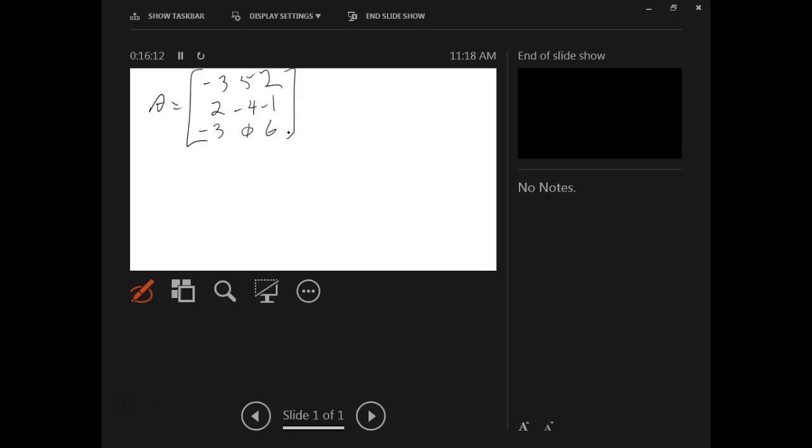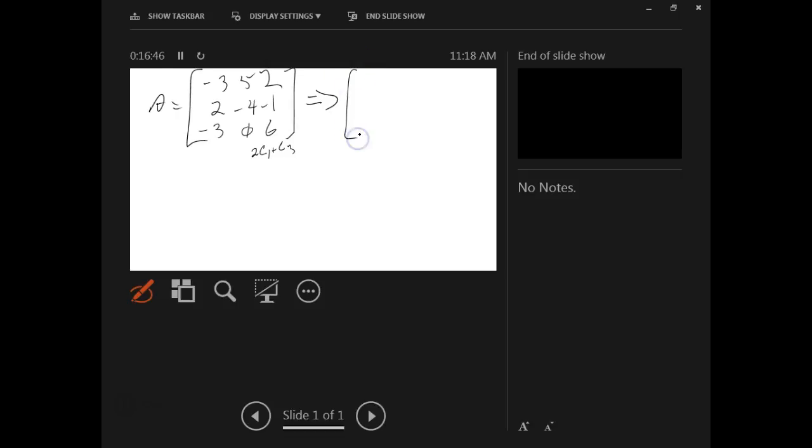But looking at the matrix every which way, if you multiplied 2 times column 1 and added it to column 3, you're going to get a 0 right there. So let's do that: 2 times column 1 plus column 3. Let's do that elementary column operation.